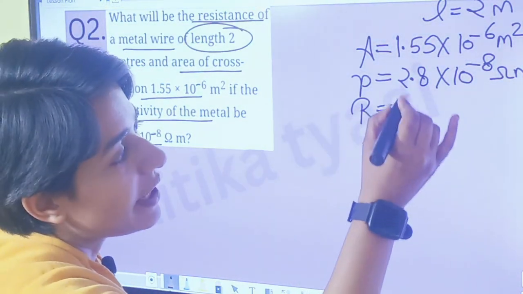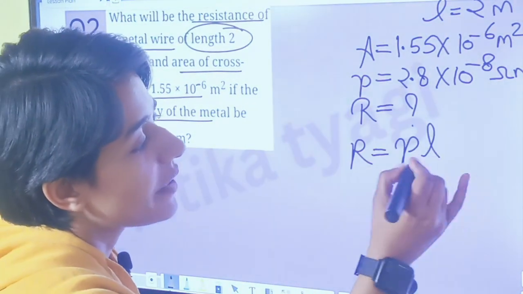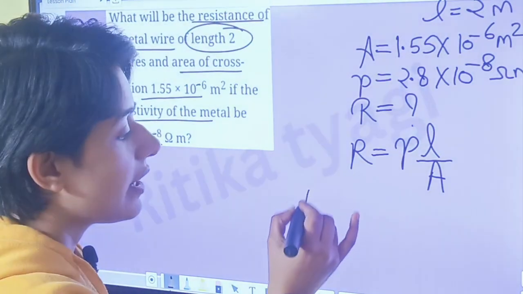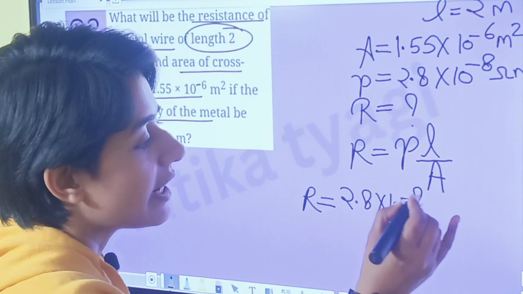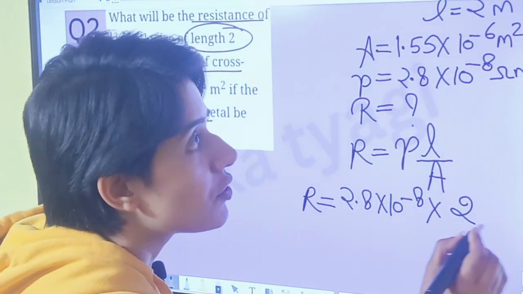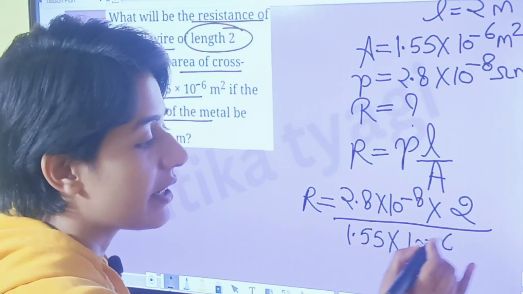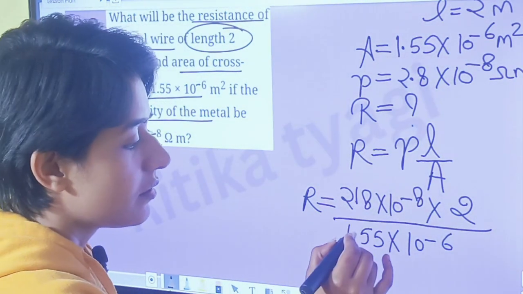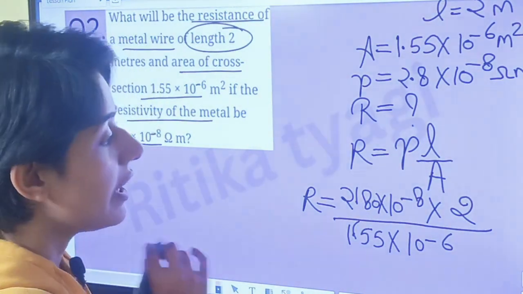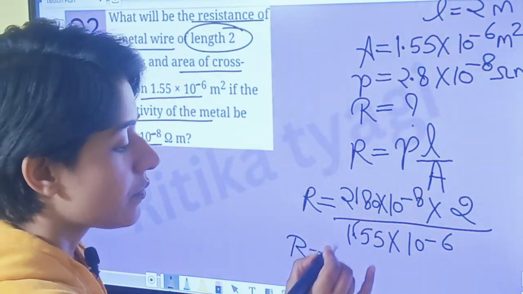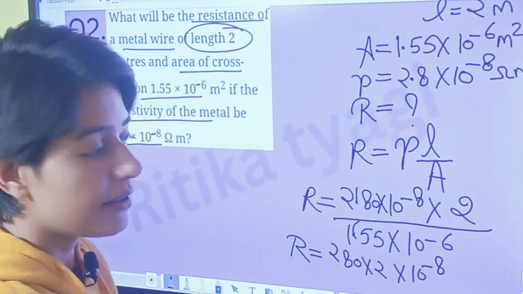Then we have to find the value for R. Applying the formula R equal rho L by A. Then we get rho 2.8 multiplying 10 to the power negative 8. Value of L is 2. A is 1.55 multiplying 10 to the power negative 6. Cancel the decimal, putting the 0. We get R equal 280 multiplying 2 10 to the power negative 8.